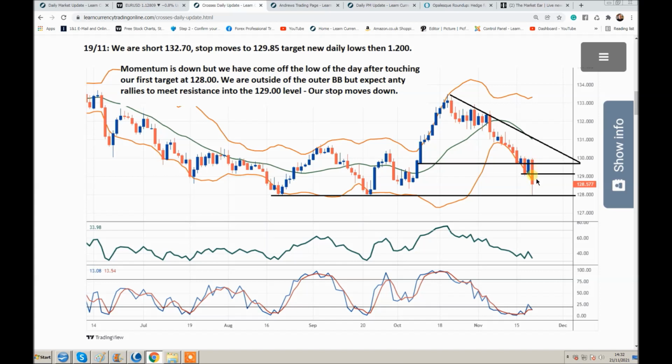Then look what happens. You get the big red. It hits our first target, 128. We can bank 470 pips in profit. And now look to put that back in, and I'll put it back in on a rally to 129, or at the first level of resistance here, or on a break to new lows. Stop remains behind this level, second line resistance. We're going for 120. That's another 850 pips on the downside.